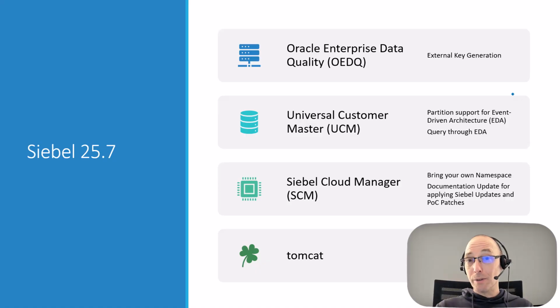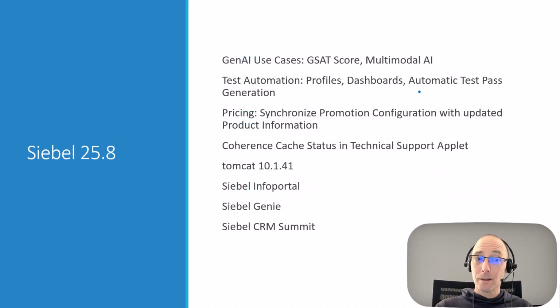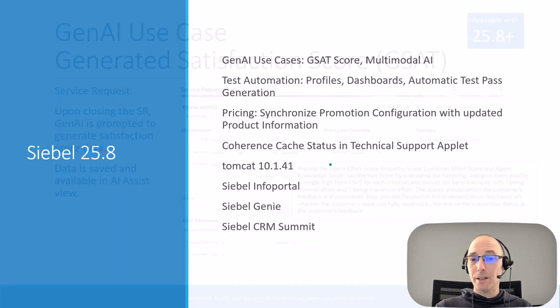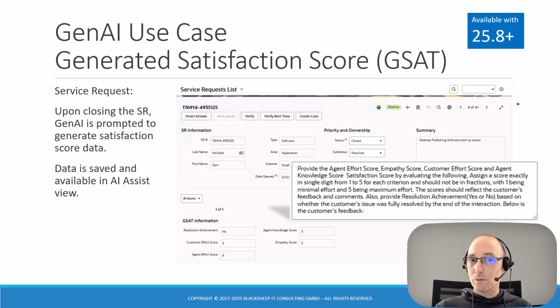Okay, 25.7, we are in summer 25, and 25.7 had some features along the lines of enterprise data quality, UCM and SCM, and 25.8 had some features along the lines of generative AI use cases. Oracle introduced test automation, big test automation update it was, and some other updates there. So let's just look into that generative AI use cases, where Oracle puts in a use case, not necessarily something you want to use, but how it can be done.